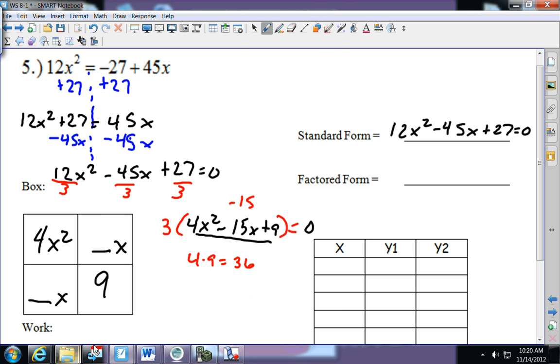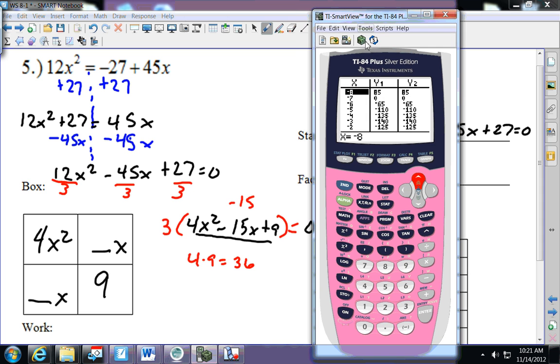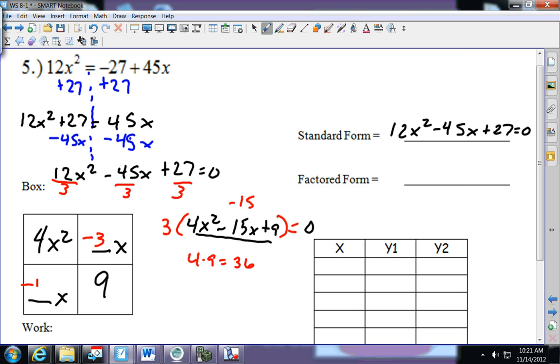So if I go into the calculator, let me clear out these, 36 divided by x, second graph, and I need them that add up together to give me negative 15. Well, let's see, this one's negative 12. There it is, negative 3 and negative 12 add up together to give me negative 15. So I have negative 3 and negative 12.